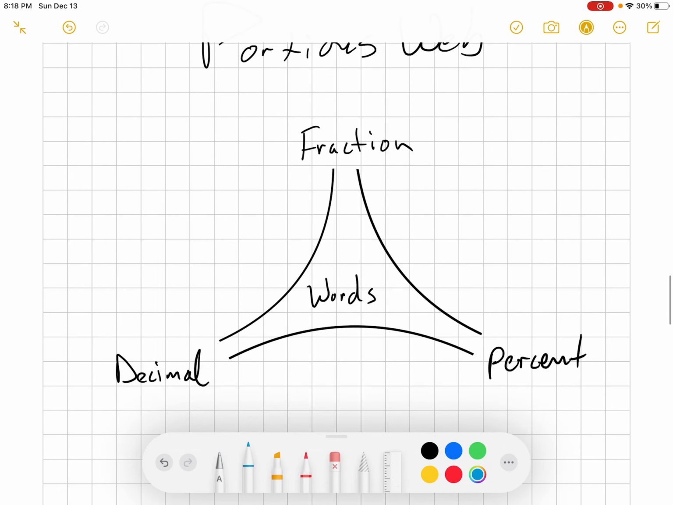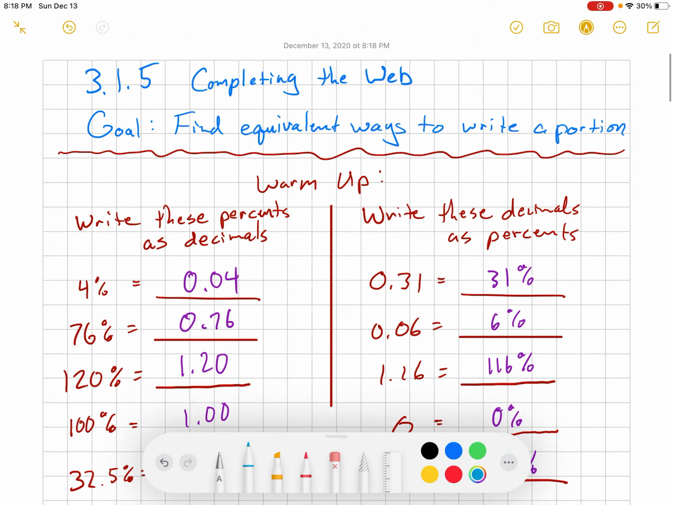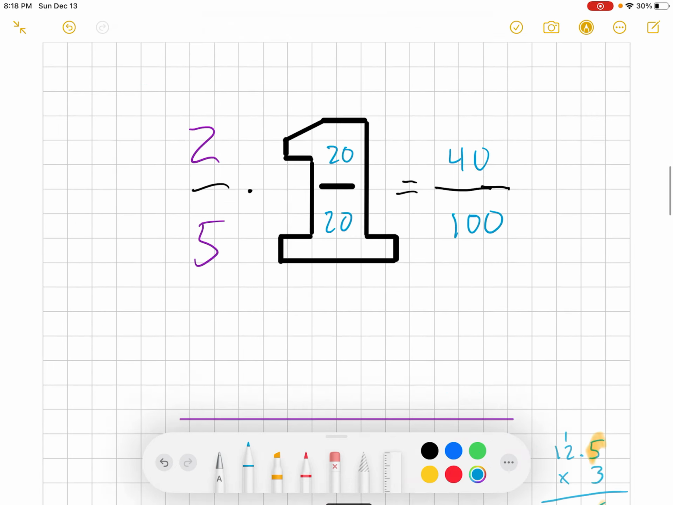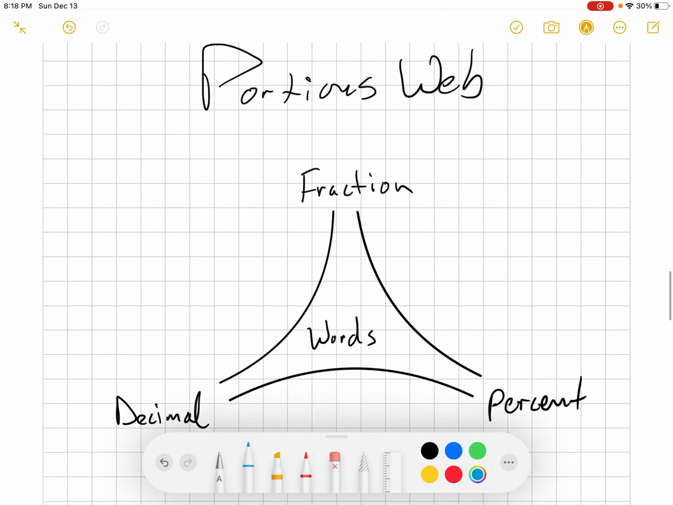And if you take a look at the portions web, the upper part is the fraction, the lower left part's a decimal, and the lower right is the percent, and right in the middle we put words. And this is the main part about our day today, is finding equivalent ways to write this portion by completing the web.